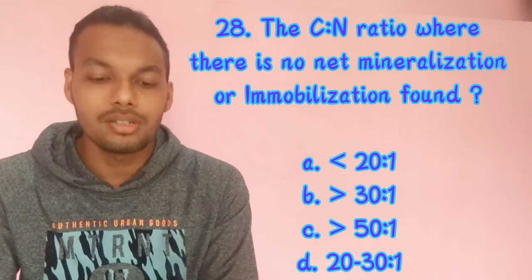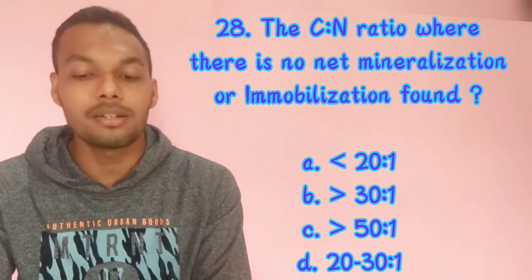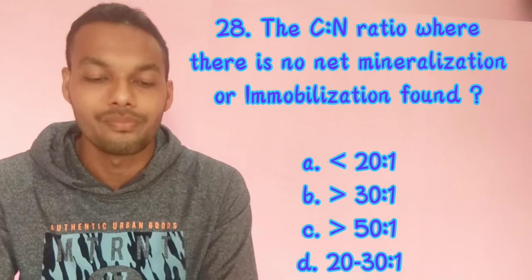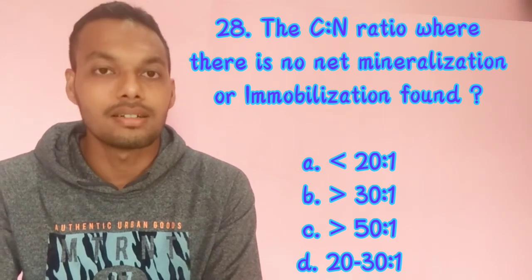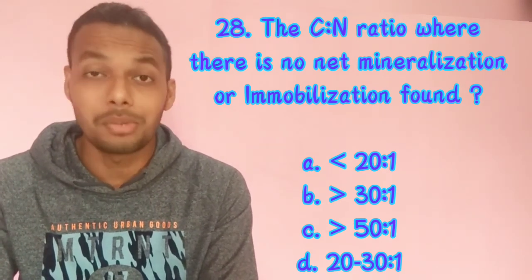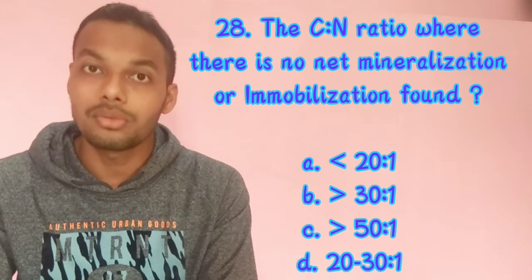Let me repeat the question. The C:N ratio where there is no net mineralization or immobilization found. Is it less than 20:1? Is it greater than 30:1? Is it greater than 50:1? Or is it 20 to 30:1?